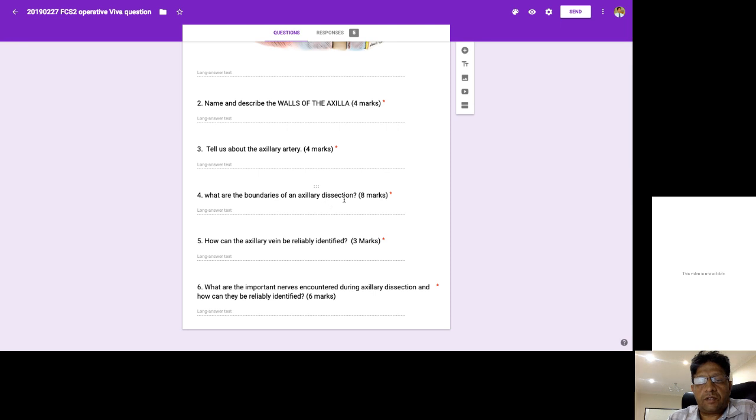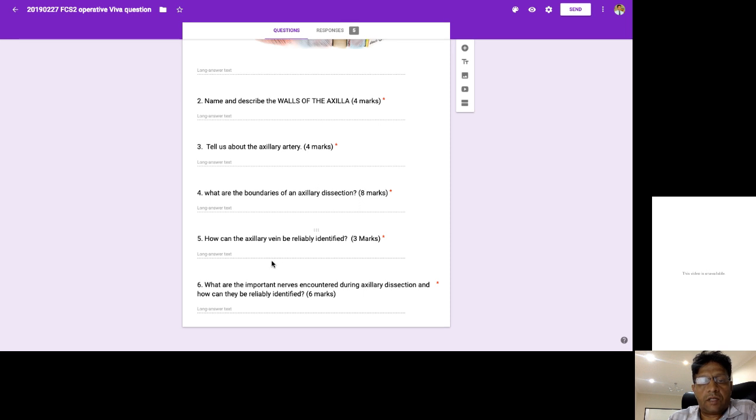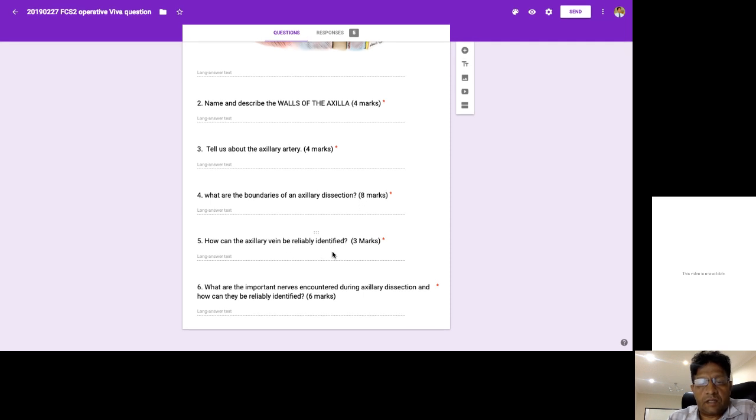What are the boundaries of an axillary dissection? Very extensive, there's about 4 points, 2 marks each. How can the axillary vein be reliably identified? And what are the important nerves encountered during the axillary dissection, and how can they be reliably identified? These are very typical questions that you can get in the viva. The examiner can pretty much ask you anything, so you've got to be prepared.